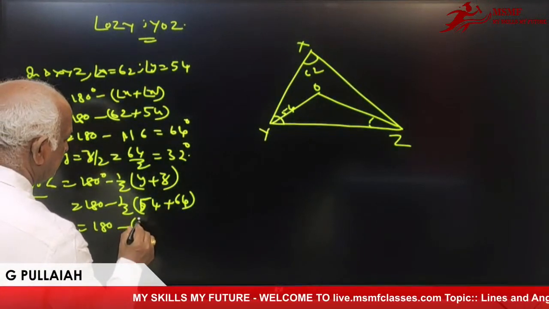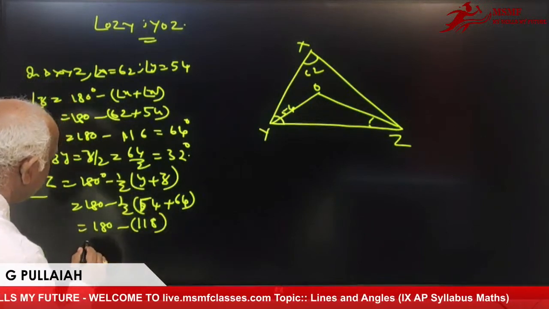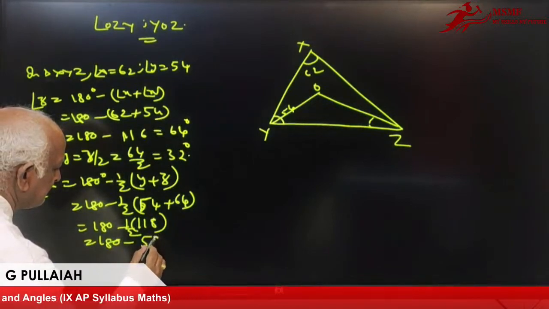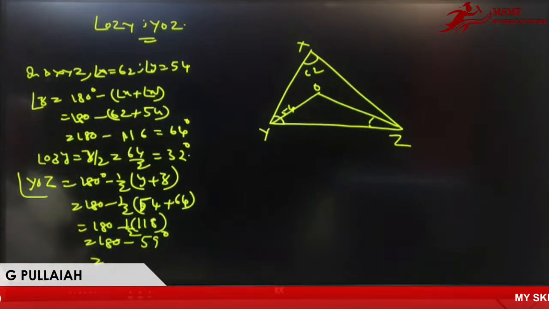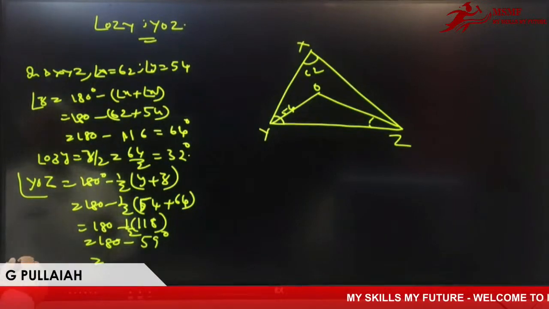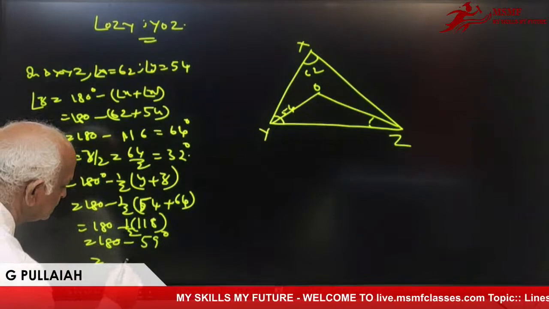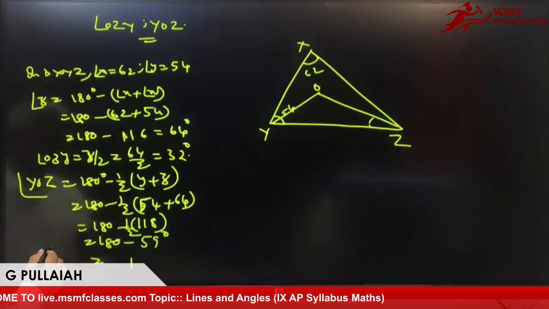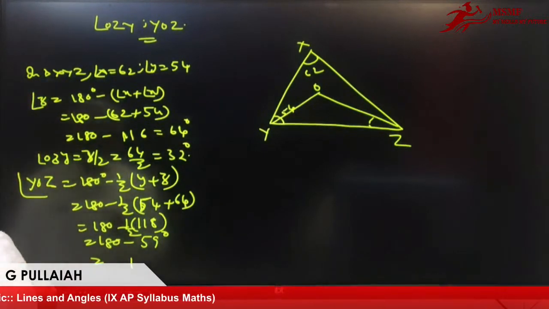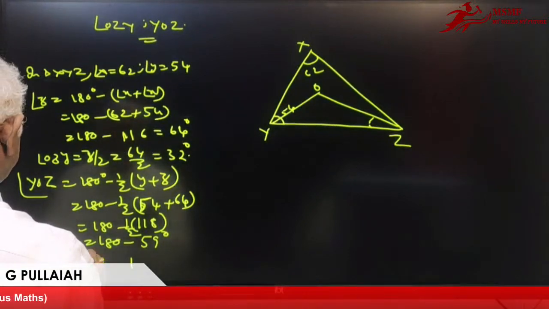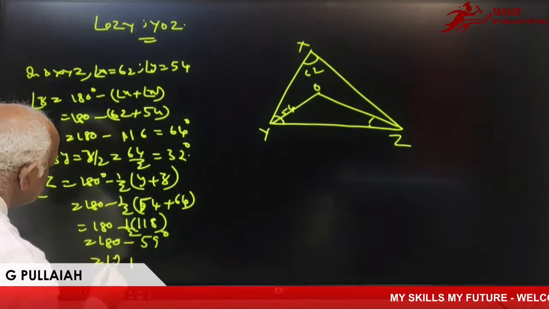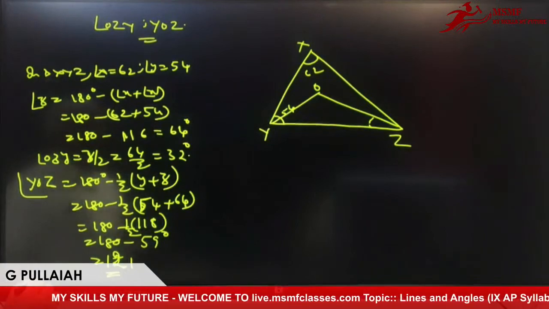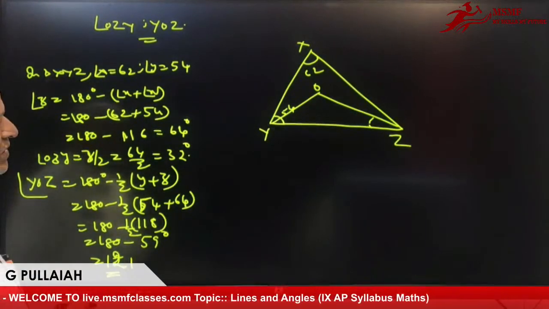Minus 118. So 180 minus 59 is 121. Angle YOZ is 121. Yes, think about this very carefully.